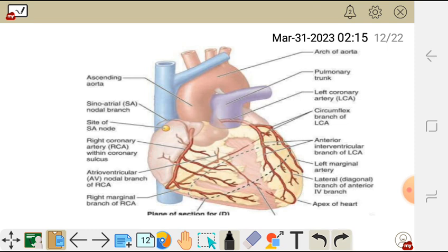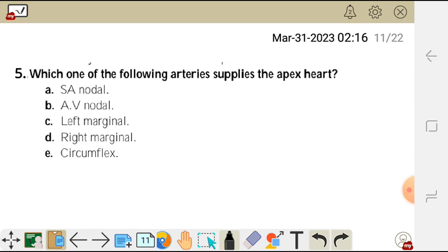interventricular groove, and it supplies the left and right ventricle as it passes along that groove, and the septum. Then from there we have another branch which is called the left marginal artery. That branch is also a branch of the left coronary artery. It goes to the apex of the heart. So it is the left marginal artery that supplies the apex of the heart. So the correct answer is C.